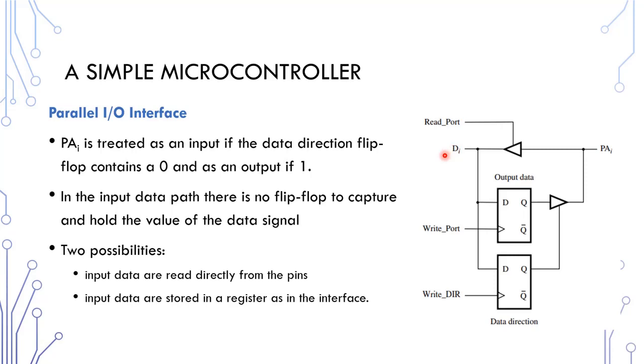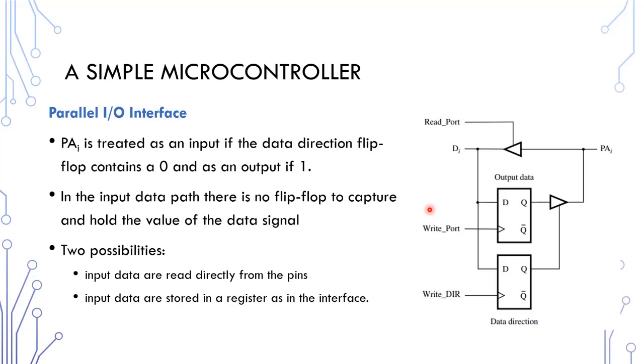The port pin serves as output if the data direction flip-flop is set to 1. The value loaded onto the output data flip-flop under control of the write port signal is placed on the pin. The figure shows only the part of the interface that controls the direction of the data transfer. In the input data path, there are no flip-flops to capture and hold the value of the data signal provided by the device connected to the corresponding pin.